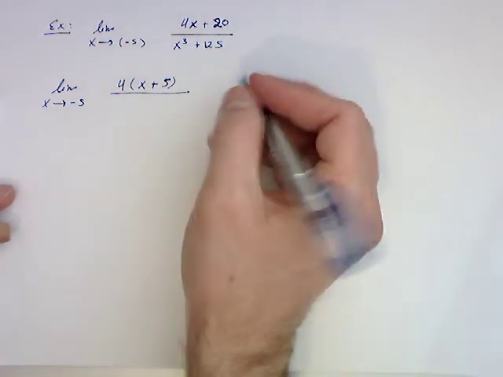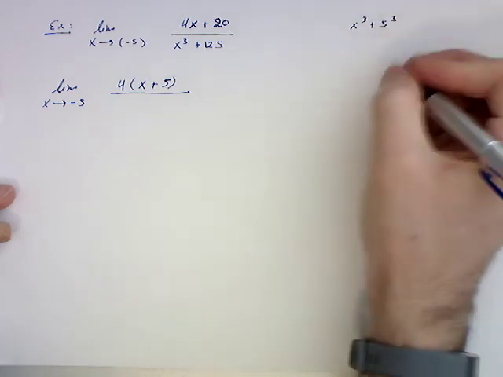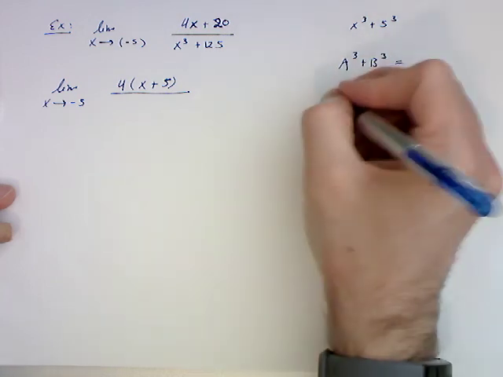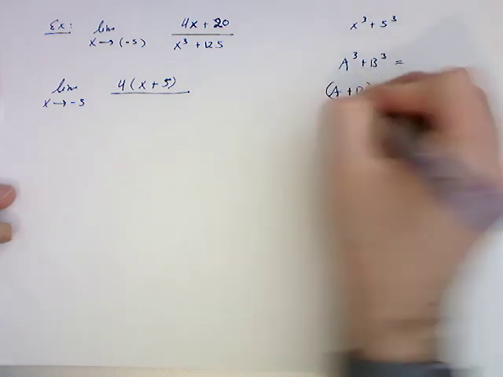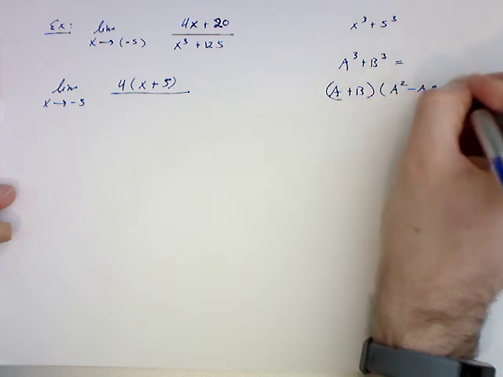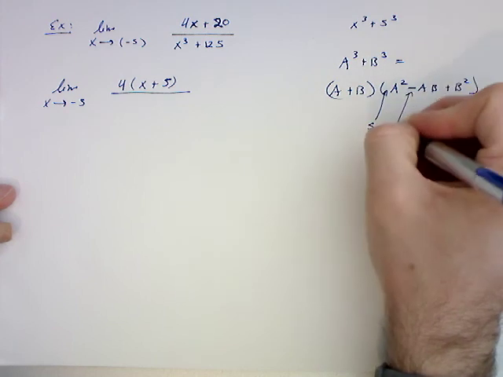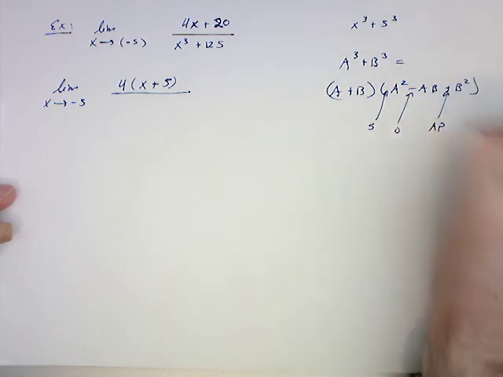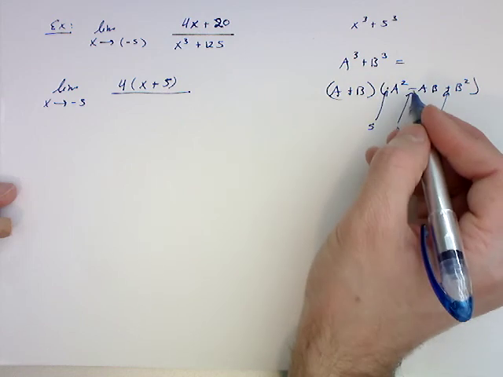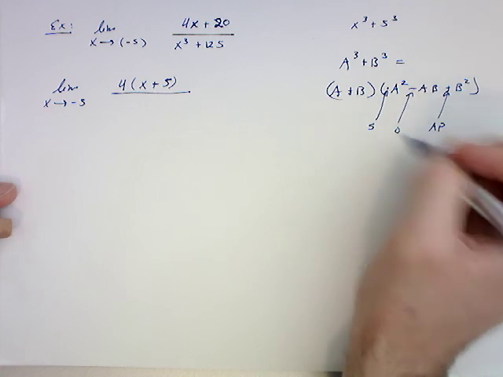The denominator, x cubed plus 125. Well, x cubed plus 5 cubed is of the form a cubed plus b cubed. And the sum of cubes factors as a plus b times a squared minus ab plus b squared. There's this thing called SOAP for same, opposite, always positive. Right? This sign is a plus b, this sign is the same sign plus, this sign is the opposite sign, this sign is always positive. It also works if it's a cubed minus b cubed, except the opposite changes.